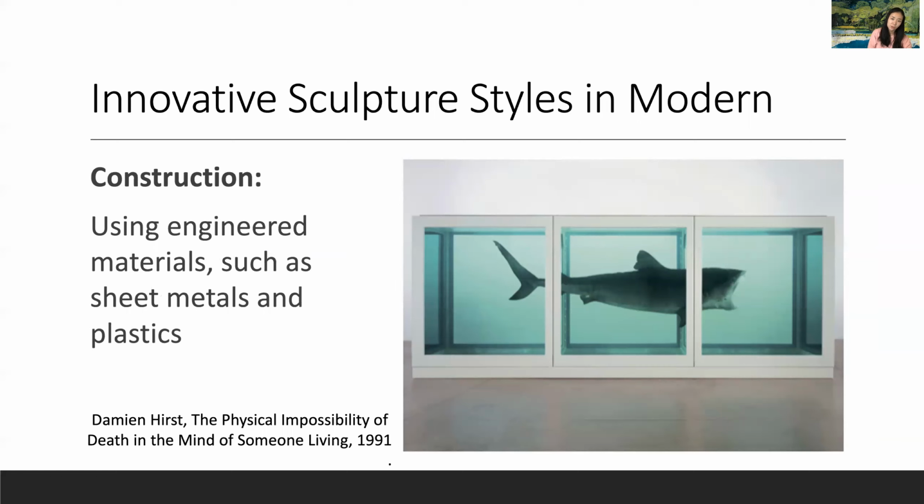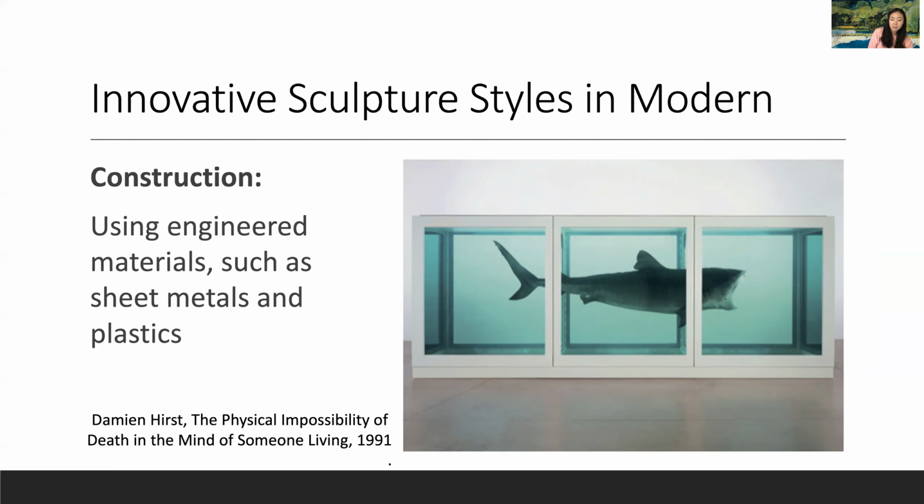And let's see construction as one of the innovative sculpture styles in modern times. So the idea of constructing sculpture is relatively new. Methods for doing so have proliferated with the growth of standardized engineered materials such as sheet metals and plastics. In the late 19th century, sculptors began to look beyond traditional carved or cast forms to the process of constructing.